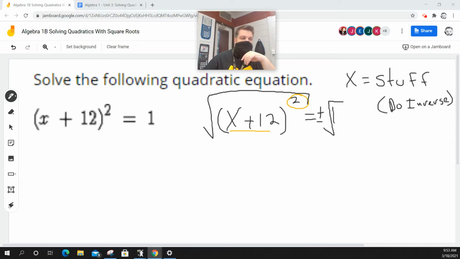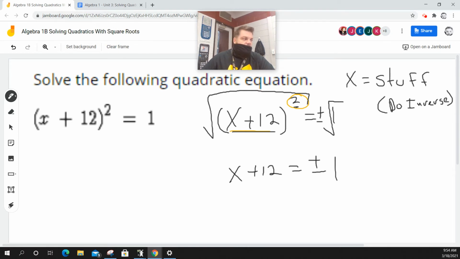Now, when we undo the squaring, what happens is you're just left with what we call the base. This is the base. We were going to square it, but then when we took the square root, we don't have to square it. So we're just left with this. Equals plus or minus whatever the square root of 1 is, which is just 1.